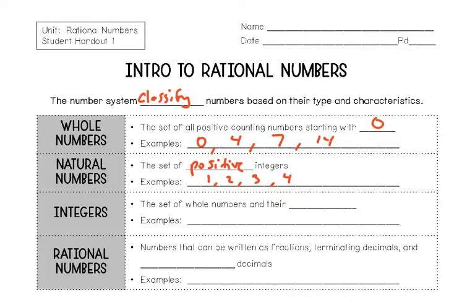The next set of numbers is integers. This is the set of whole numbers and their opposites. So that would mean all of your whole numbers, like 0, 4, and their opposites.